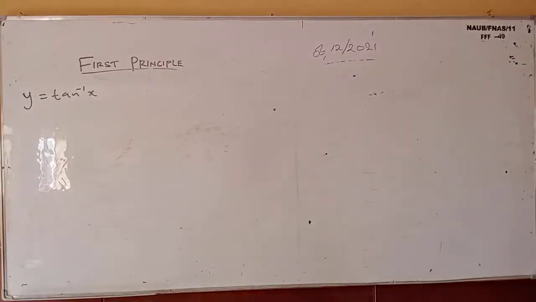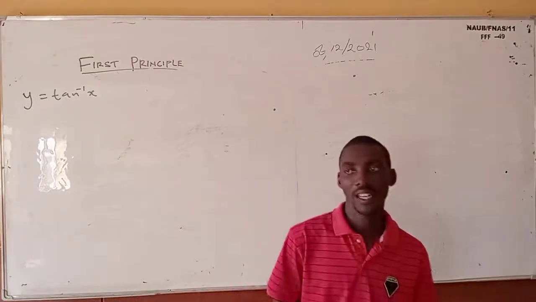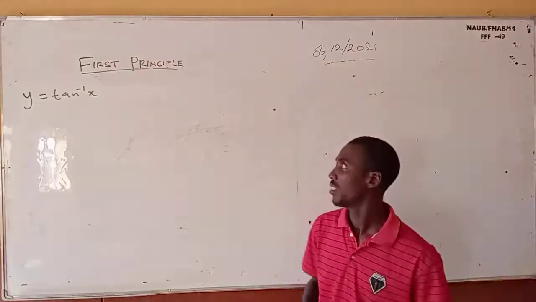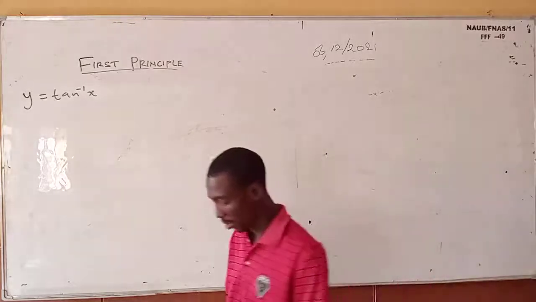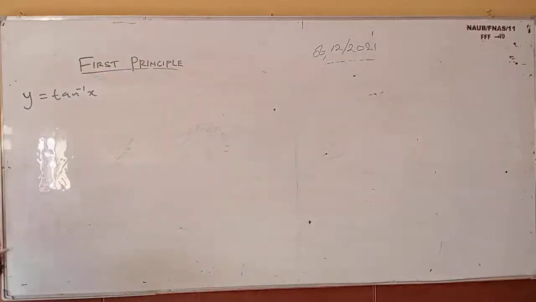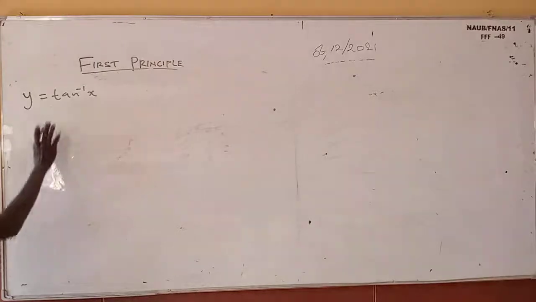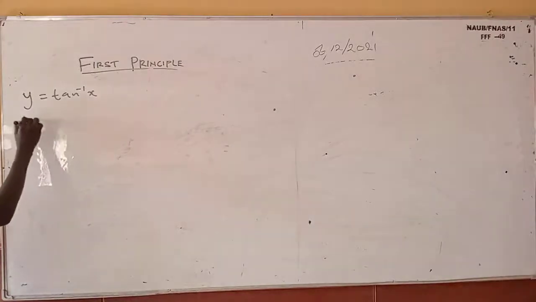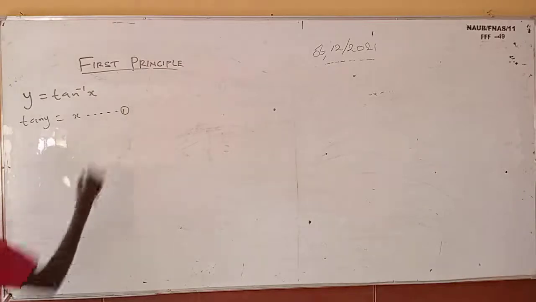Alright, so we are on tan inverse of S. Just a similar step to what we have been solving before. By now you should know that if y equals tan inverse of S, it means that tan y is equal to S. Then you make this your equation 1.